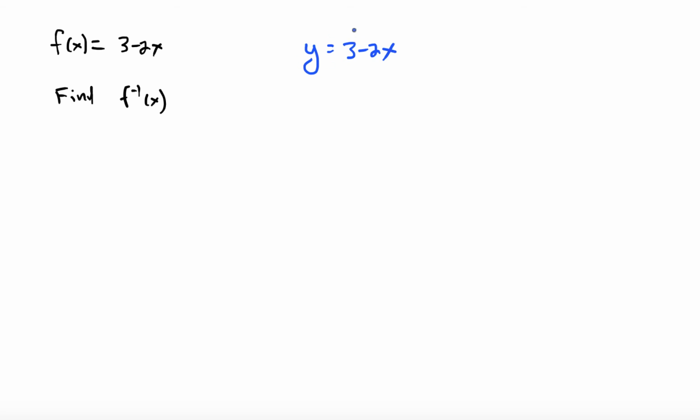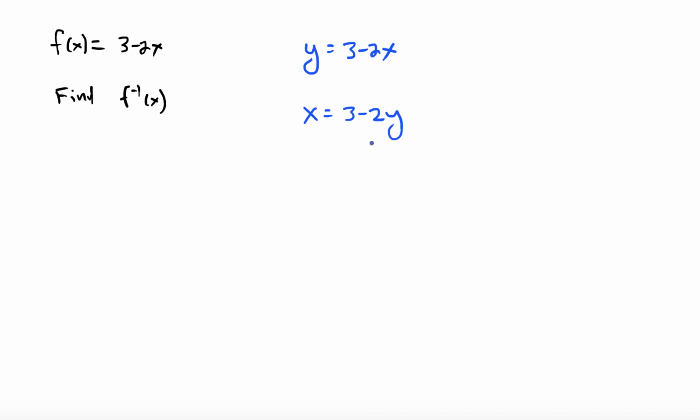The second step then is to replace every y with x and to replace every x with a y. Remember, that's what the inverse does, it swaps all the x's and y's. So the second step would be to have x is equal to 3 minus 2y. The next step then will be to solve this for y. We're going to do a little bit of algebra here.